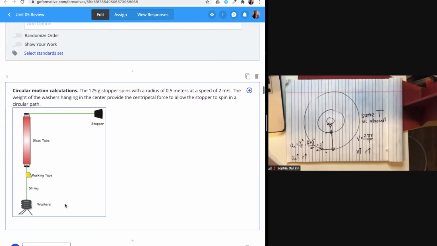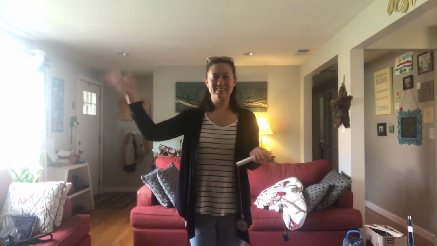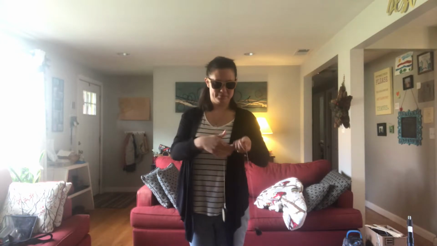Now we've got these circular motion calculations. And here's where it's going to be important for you to picture this scenario. So I made a demo for you. I'm going to put my safety goggles on.